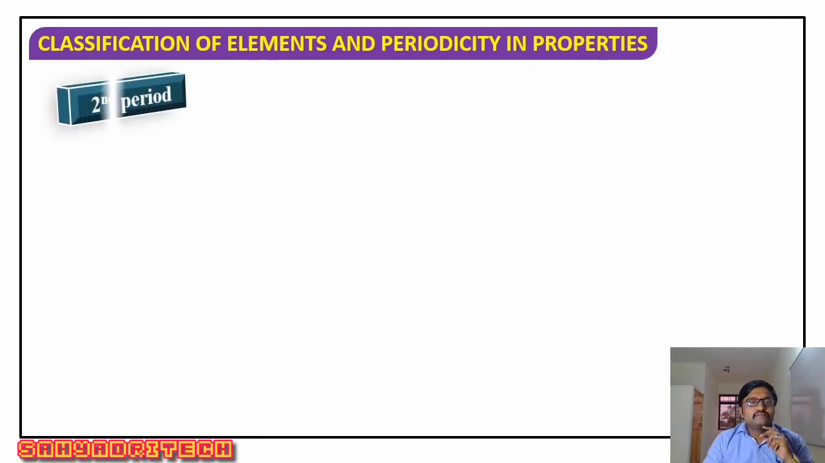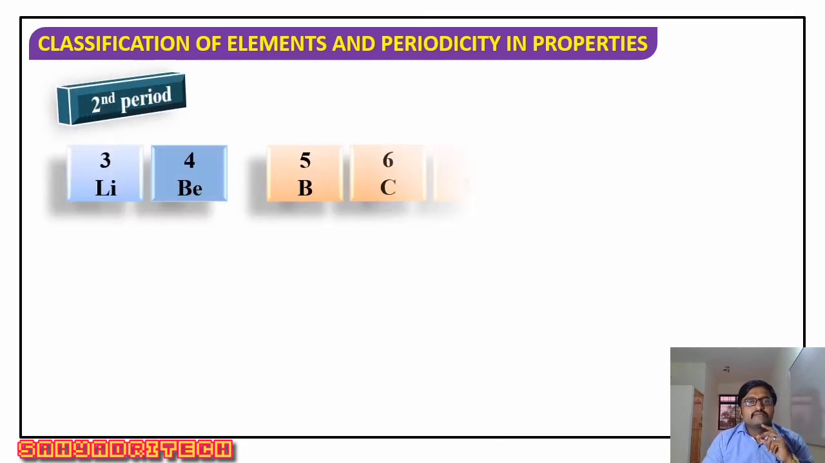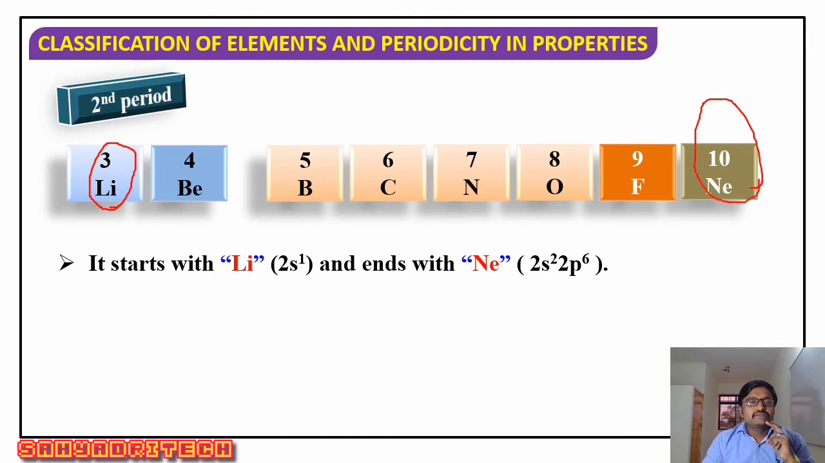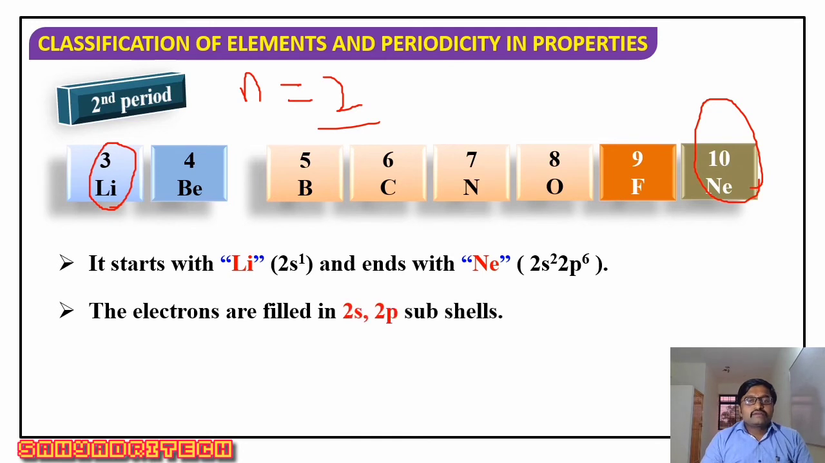Well, now coming to the second period. The second period starts with which element? Lithium, and ends with which element? Neon. Okay, so for the second period n is equal to 2. The outermost shell, or principal quantum number value, is 2, n is equal to 2. So the second period starts with lithium, that is 1s2 2s1, and ends with neon 2s2 2p6. The electrons are filled in 2s and 2p subshells.